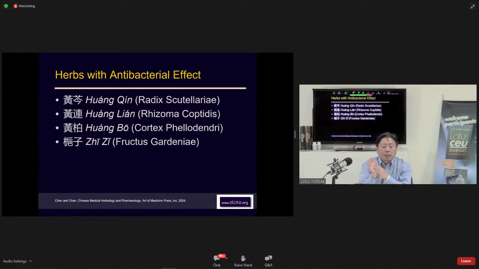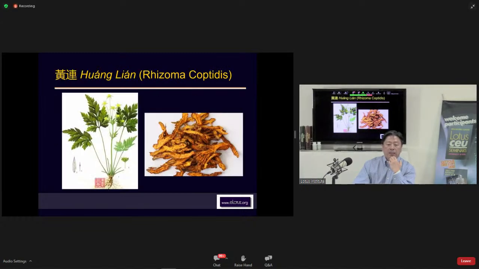And then zhizi, gardenia, is for treating heat throughout the entire body. So these are 4 herbs that are most frequently used for treating heat. And these are 4 herbs that have excellent antibiotic effect, or in this case, specifically antibacterial effect. And 3 of them have the word huang, yellow, in a way to imply that yellow is heat. So these are the herbs that are good to treat heat conditions. So let's start with huanglian.